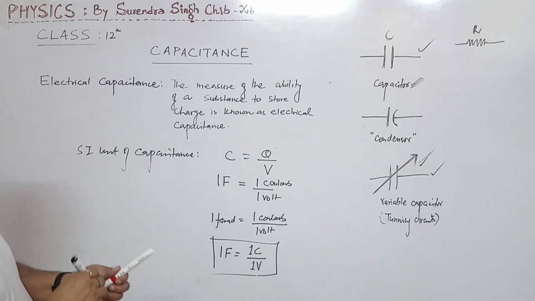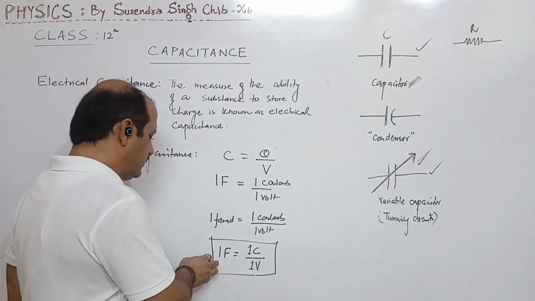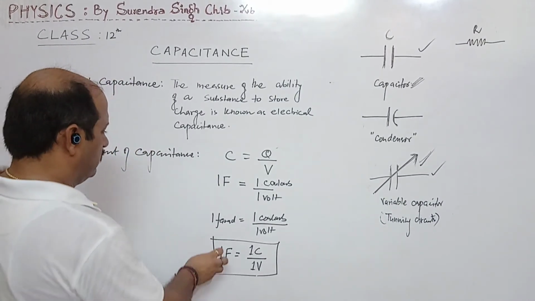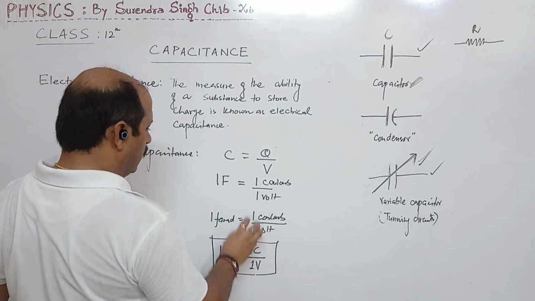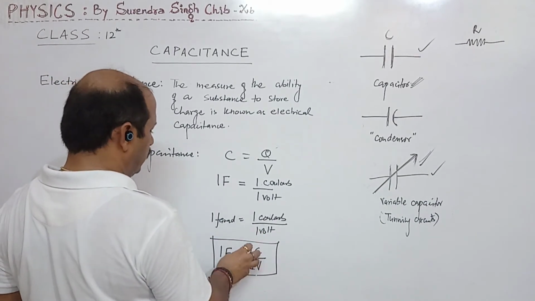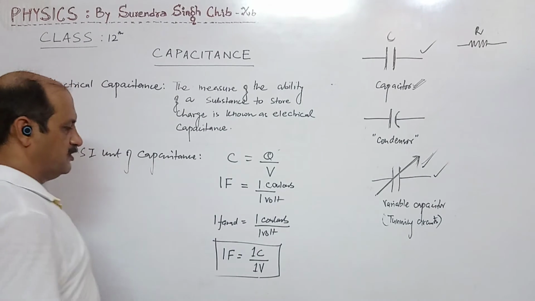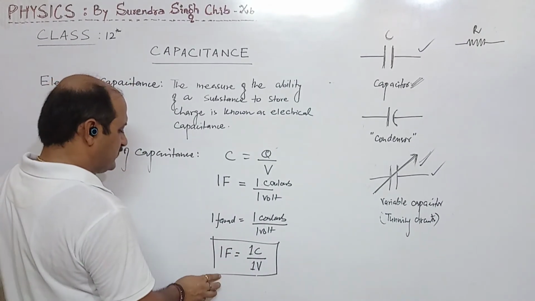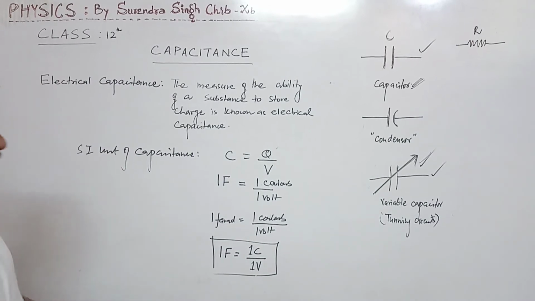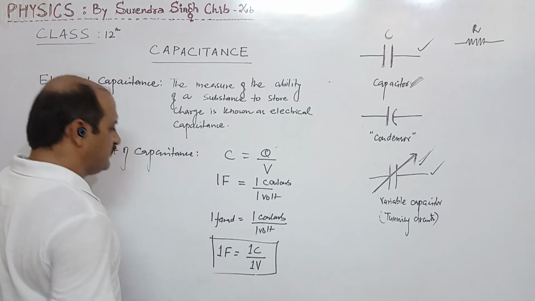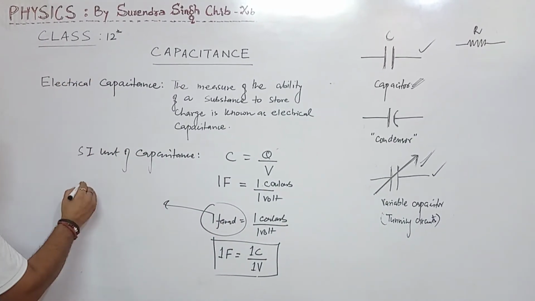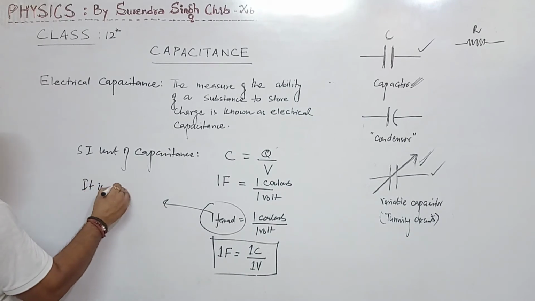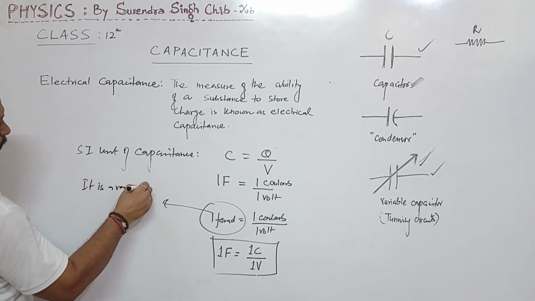So 1 farad, one capacitance is said to be 1 farad if a substance holds 1 coulomb charge having a potential of 1 volt. तो किसी बॉडी का चार्ज 1 coulomb हो और उसका पोटेंशियल 1 वोल्ट हो तो उसकी कैपेसिटेंस कितनी होती है? 1 farad होती है. But farad is a very big unit.